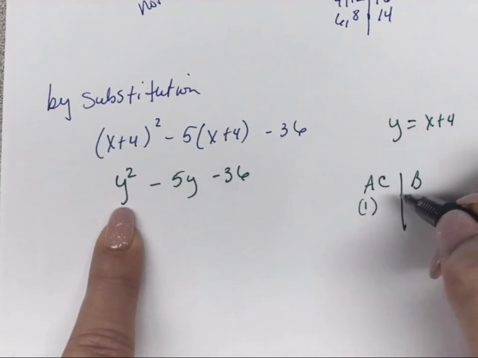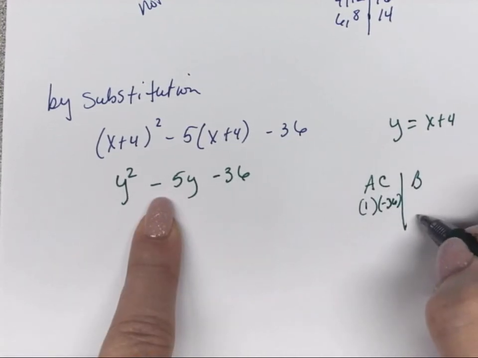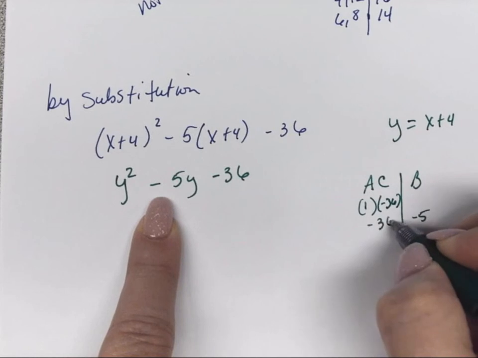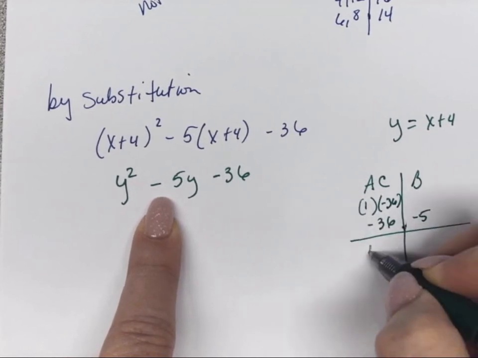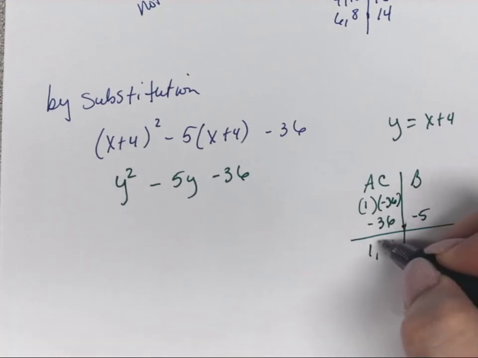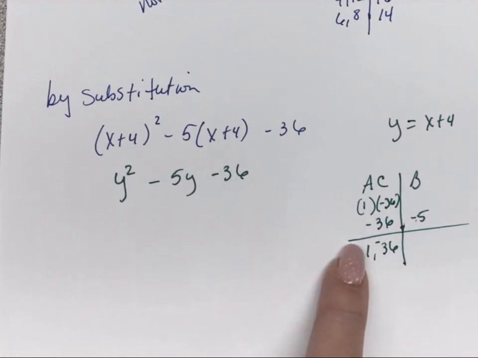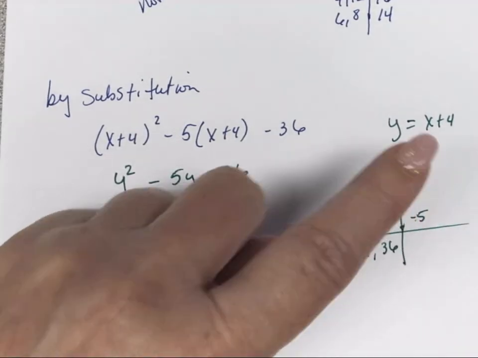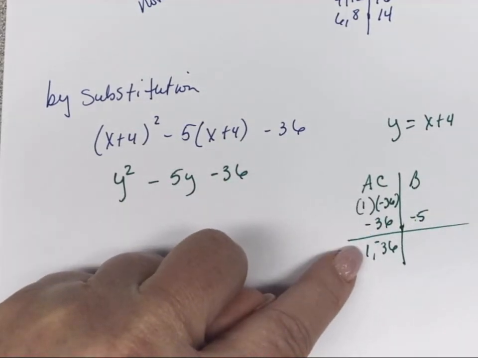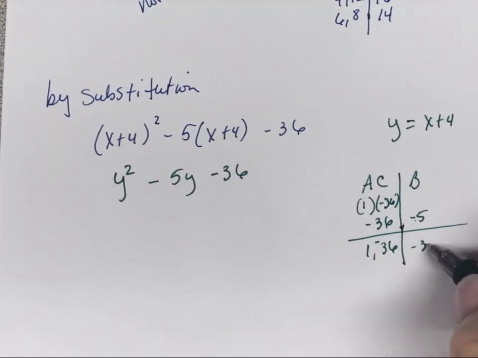We have a 1 times a negative 36, trying to get to a negative 5. So 1 and 36, the 36 will be the negative one because I'm trying to get to a negative. If the 5 was positive, I would put the negative on the 1. If this one's positive and we have a negative, the negative will go on the smaller number. All right, so when we add those, we get to negative 35.